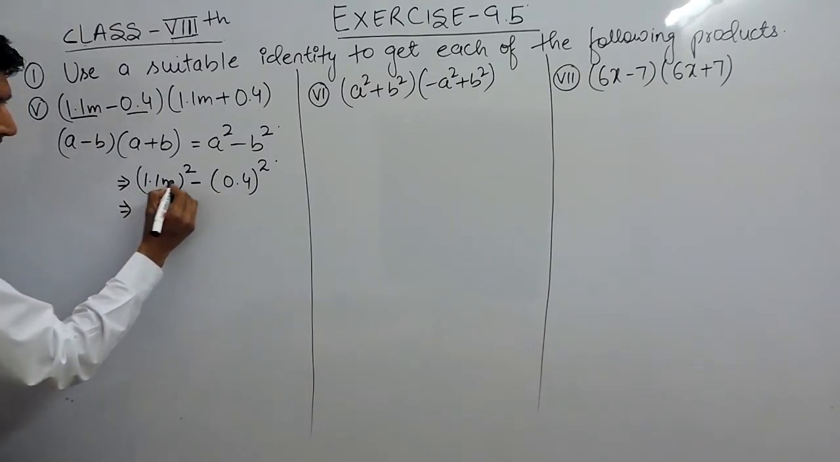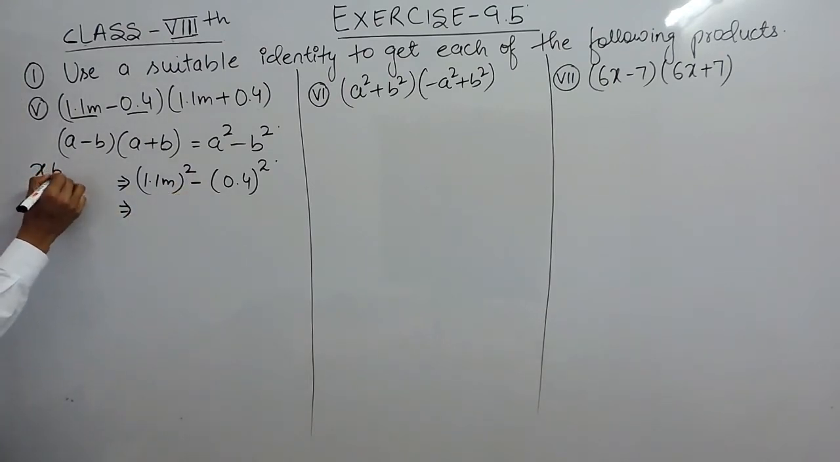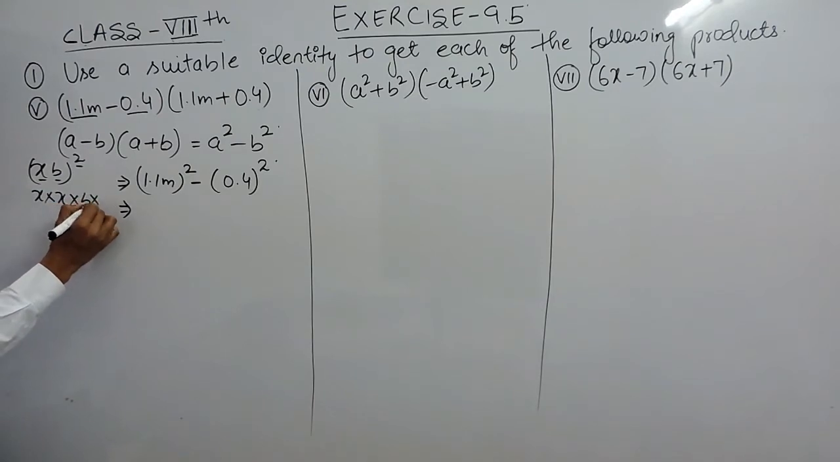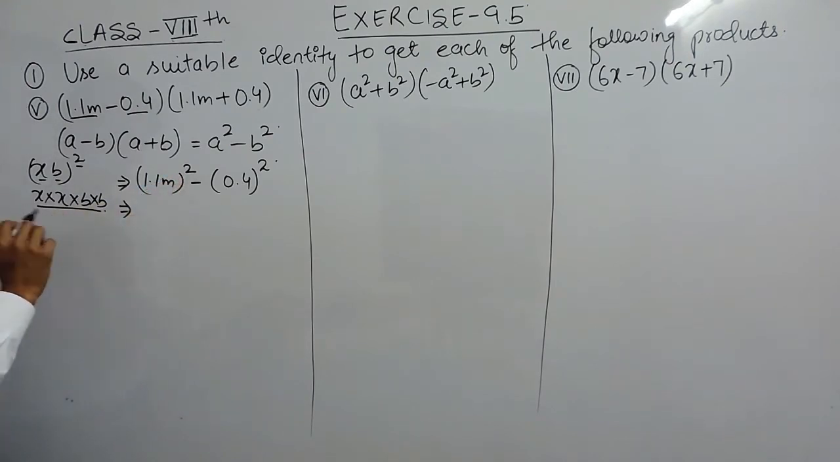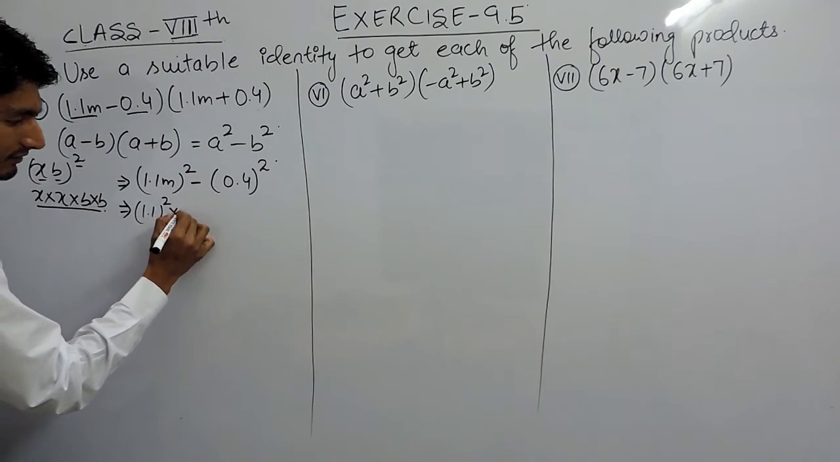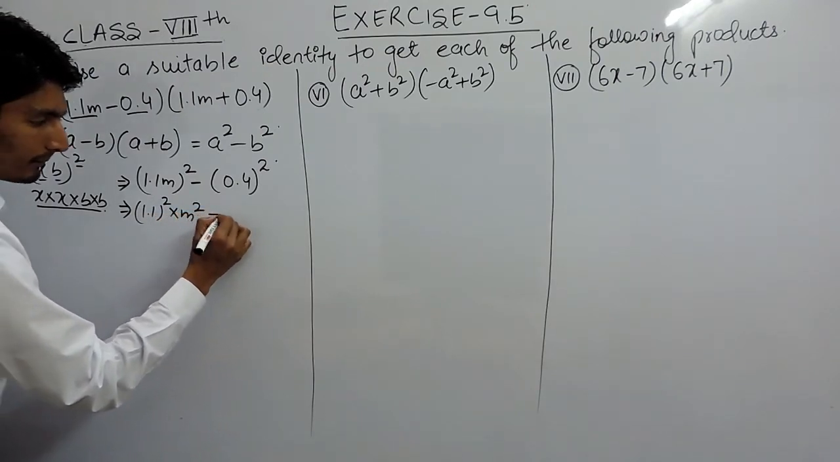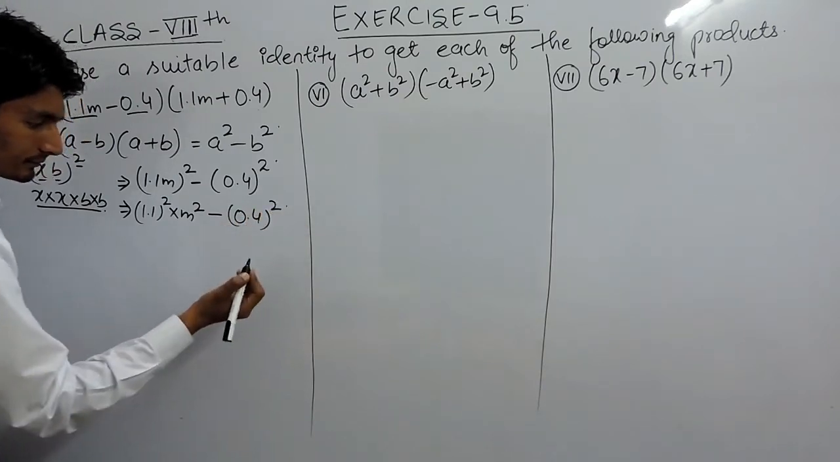Now this is 1.1 square and m square. If this is written as (xp) whole square, this power 2 means x is multiplied 2 times and p also is multiplied 2 times. Similarly here also, if this is 1.1 square, it should be 1.1 whole square multiplied with m square, minus 0.4 whole square.